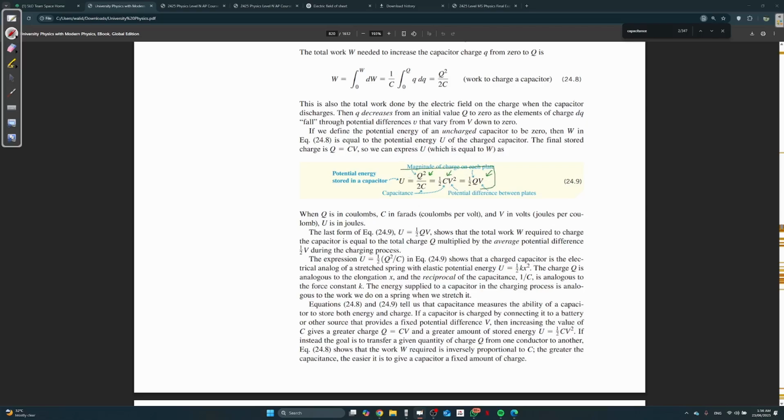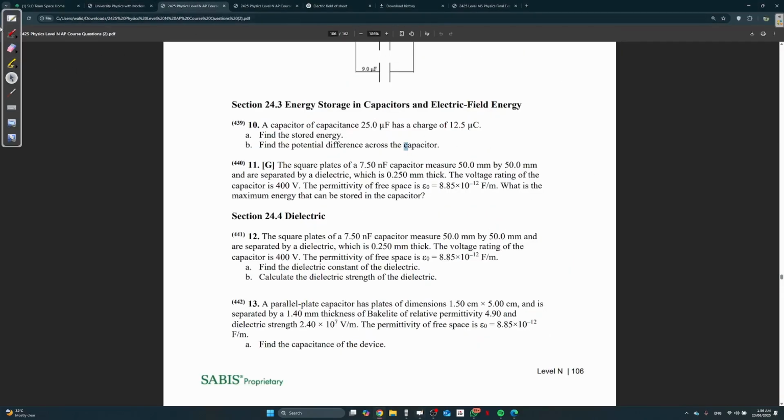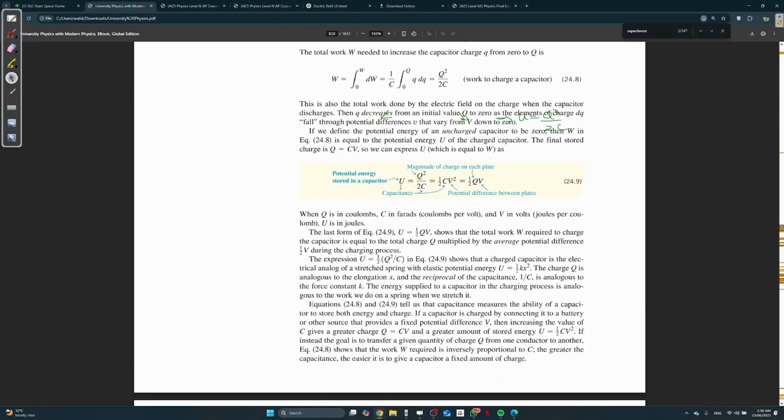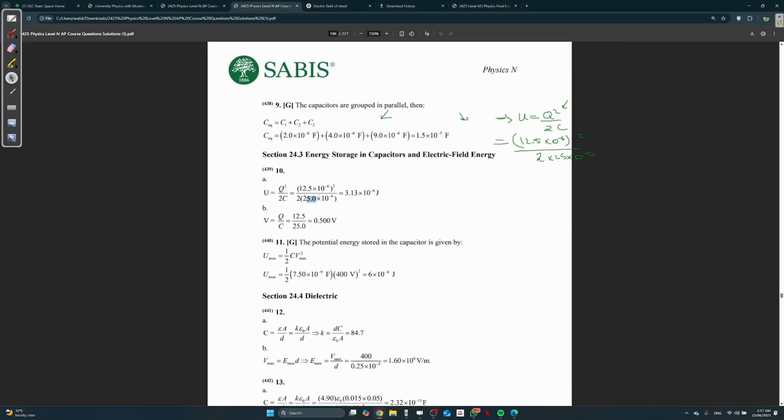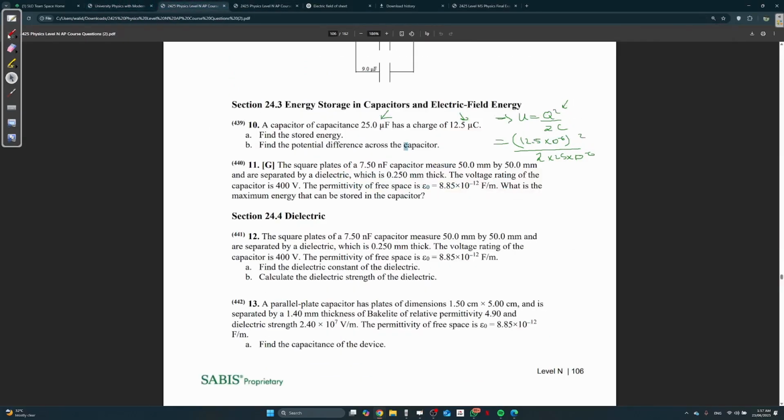All of these formulas work depending on what you have given, right? So over here we have our charge and our capacitance given. So we're going to use U is equal to Q squared over 2C, right? Okay, so it's going to be the charge, which is 12.5 times 10 to the minus 6 squared over 2C, so 2 times 25 times 10 to the minus 6. And what do they get? They get this. You should get the same answer.